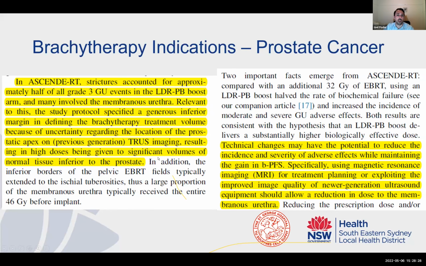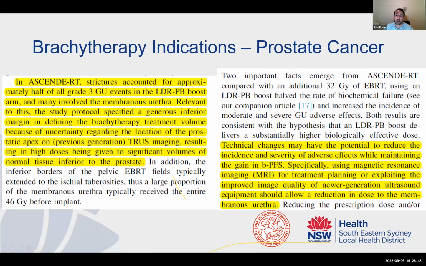So there was a significant volume of normal tissue inferior to the prostate that was being included as part of the treatment volume. So they're suggesting that technical changes in the future may have the potential to reduce these incidents of severe events, while also maintaining or even gaining in biochemical free progression.